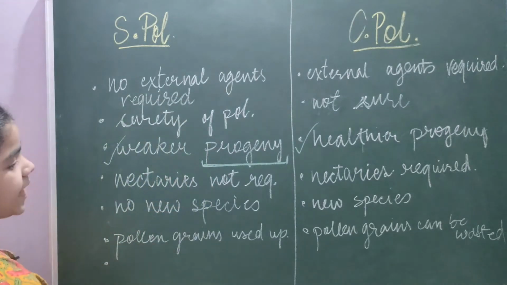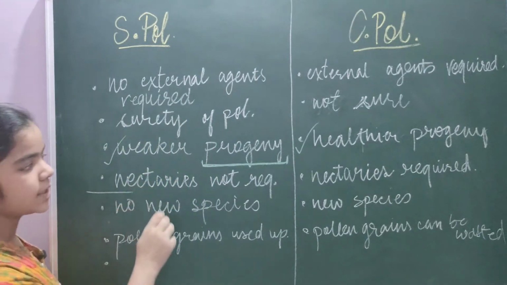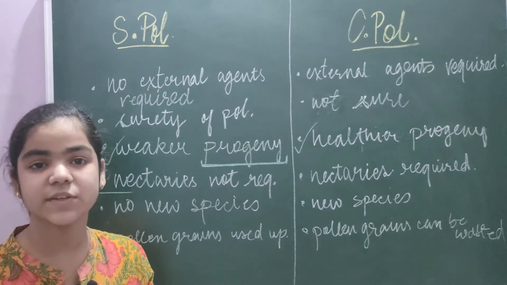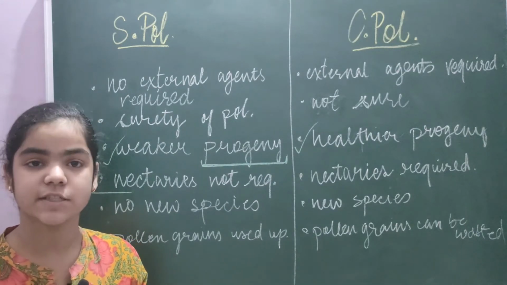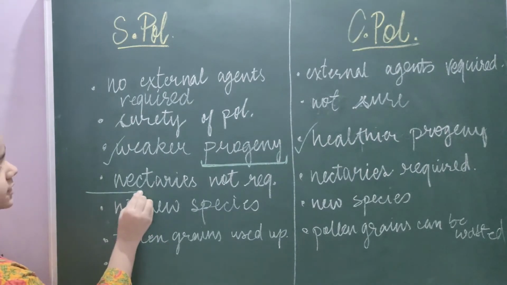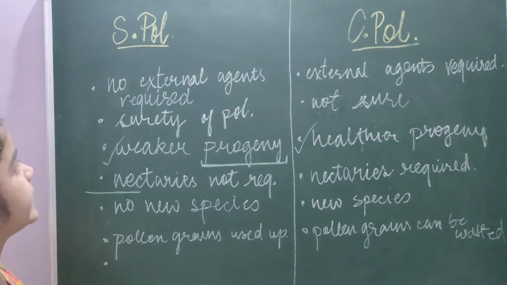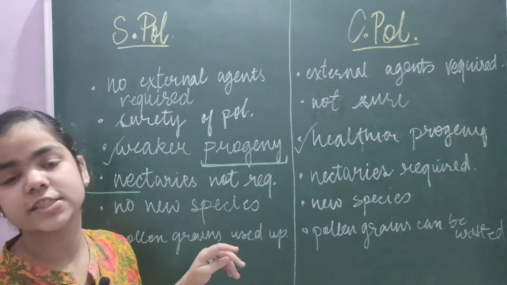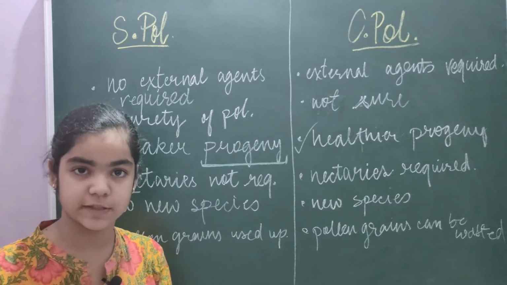Next one is nectaries not required. You know some flowers have nectar, the sweet fragrant. They produce nectar. So the gland which secretes nectar is called nectaries. In case of self-pollination, nectaries are not required because nectaries are important for cross-pollination.